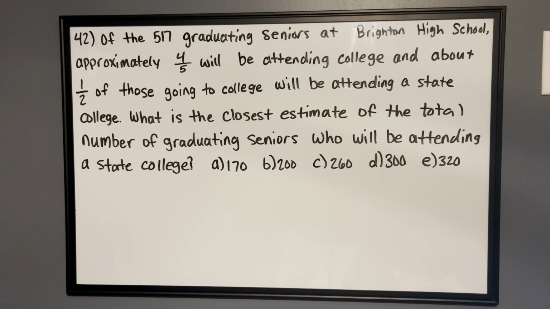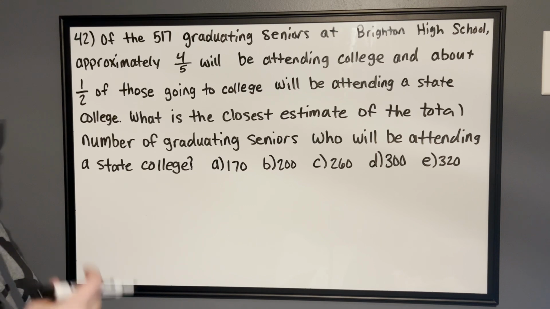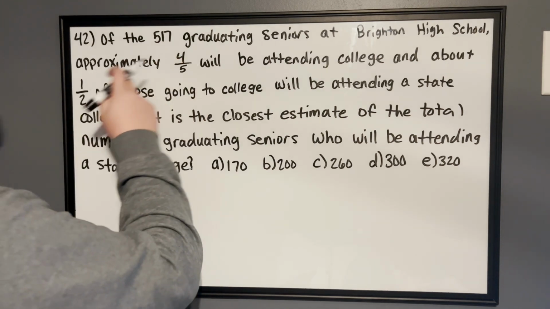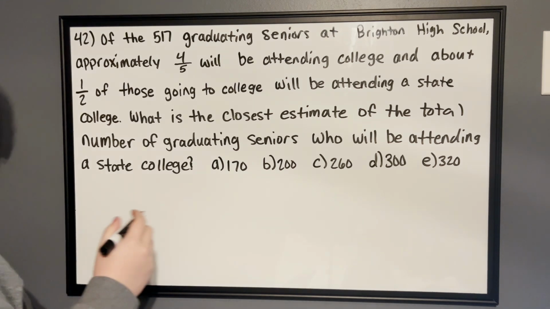So this question, there's two ways we can go about it. The first way is more computational. We could do 4/5 of the 517, and then whatever we get, multiply that by 1/2, and it will give us an estimate. The way I'm going to do it is go ahead and multiply these fractions first, and then multiply that by the 517.